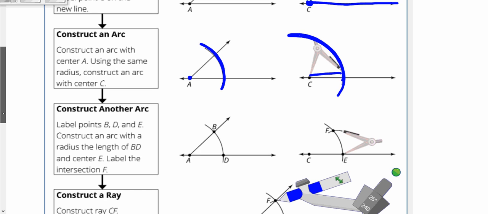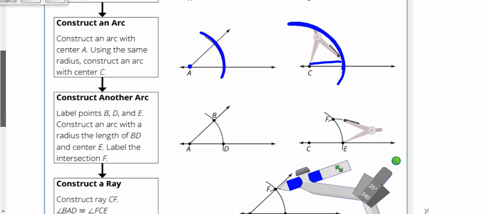You don't have to be marking this up. It's just kind of hard for me to point it out and that sort of thing. All right. So then what you're going to do is you are going to label that intersection point here. In this case, they labeled it B. And you're going to measure out the distance from B to D.